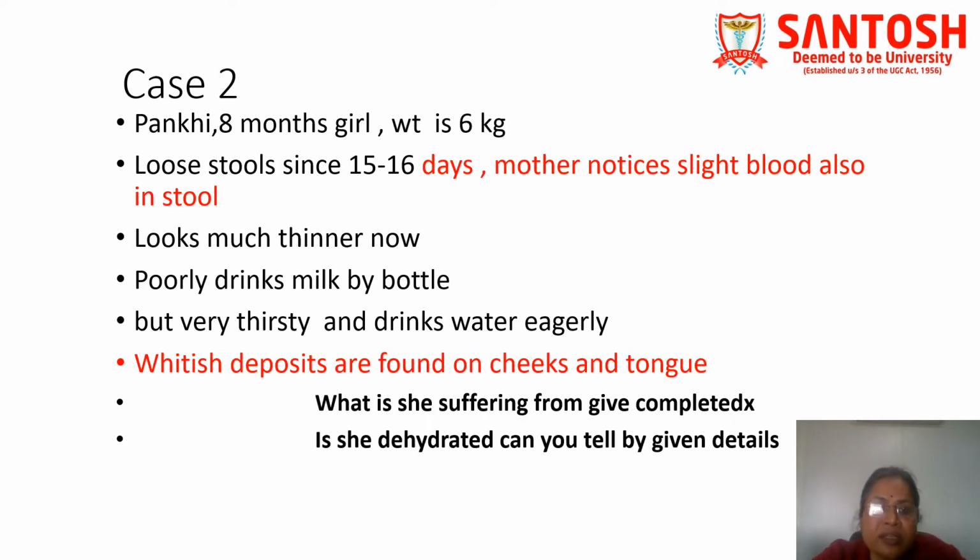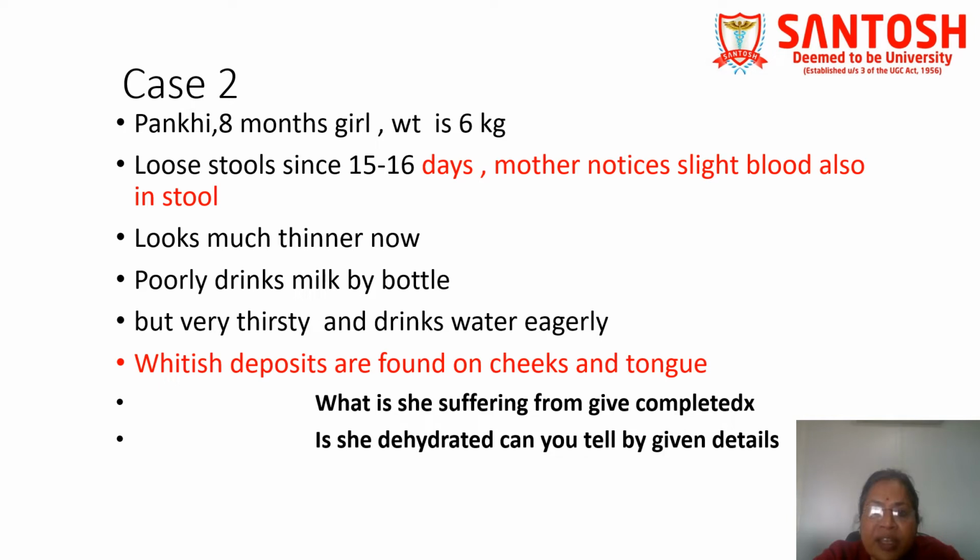Another slide is another case. So she is Paki. She is younger than the previous baby. She is only 8 months. She is a girl and she is thinner also. She is 6 kgs. And we can read on the slide that her loose motions are for 15 to 16 days. The earlier Sonu was ill only for 2 days. But Paki is not well for the last 14 to 15 days.